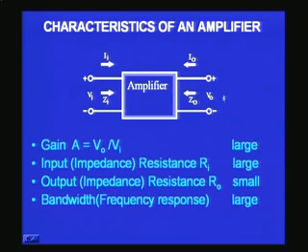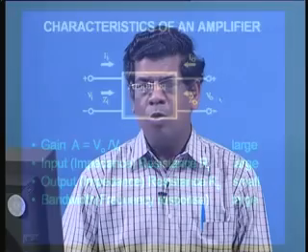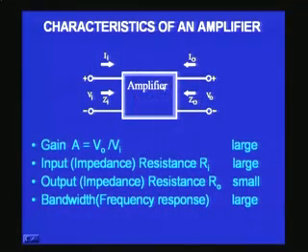When I connect a load resistance, I must make sure that the entire voltage is applied across the load. There is nothing which will be lost due to the internal resistance of the amplifier output stage. Therefore, I will try to make the internal resistance of the output stage very, very small, so that the entire output voltage is applied across the load. Good amplifiers will have output resistance very, very small and input resistance very, very large. Ideally, the input resistance should be infinity and the output resistance should be 0.